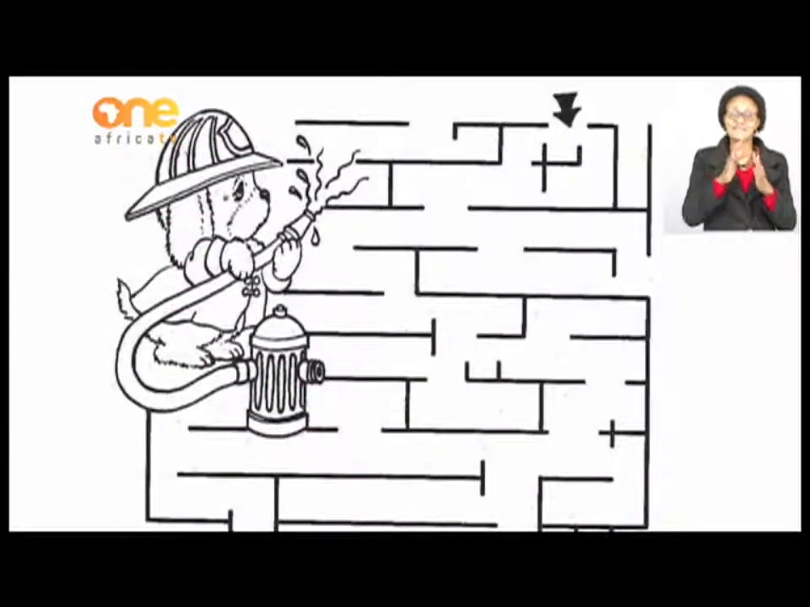For our next exercise, we have a puppy. Oh, it is so cute. But seems like we have a fire, and we need to help the puppy get to the fire using the maze. So you're going to follow the road so that you can put out the fire. I'd first like you to try with your finger. You are going to try every single road.